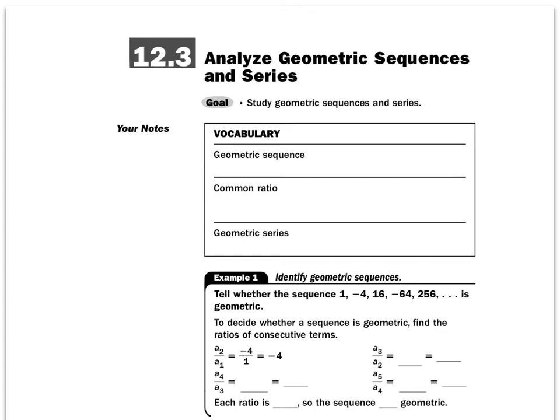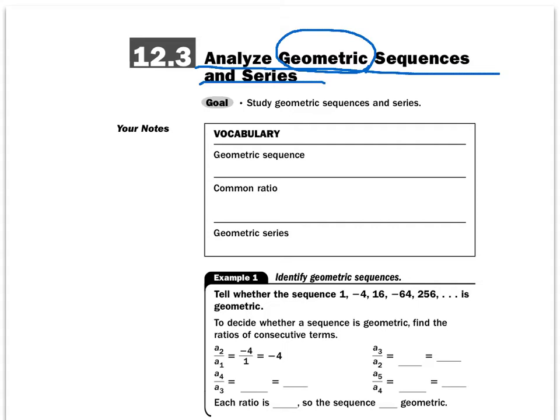Okay, so here we are in section 12-3, and this one is analyze geometric sequences. The one thing you need to know about analyzing geometric sequences is that instead of being arithmetic sequences, when we say the word geometric, I want you to think of multiplying or powers. Where arithmetic was adding, geometric is multiplying all the time. So when sequences get bigger, it's because they're times 2, times 2, times 2, instead of plus 2, plus 2.